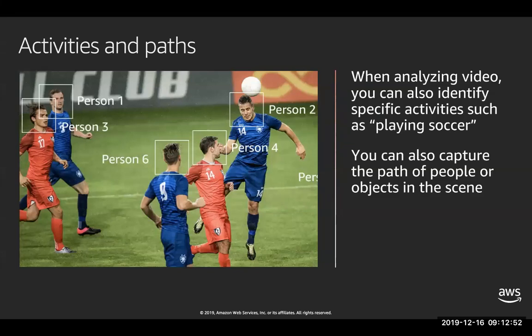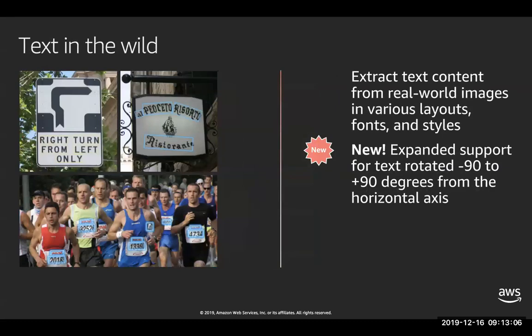You could also, of course, train video with recognition. You can identify things like these people are playing soccer. You could also start to capture the paths of these people, where they're heading, and start making predictions on that, which is kind of cool.